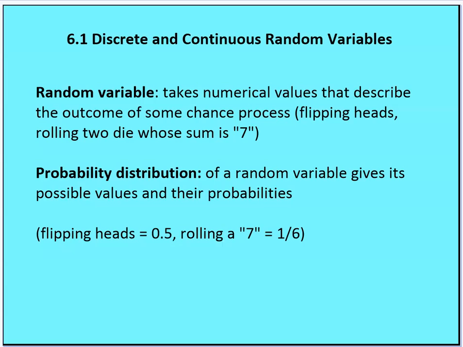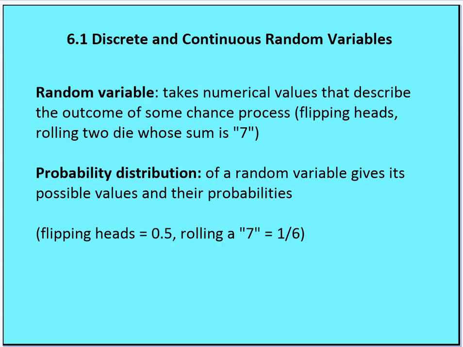Probability distribution we've talked about. The probability distribution of a random variable gives its possible values and their probabilities. So flipping a heads is 0.5. Flipping a tails would then, as part of the sample space, be 0.5. Rolling a 7 would be 1 out of 6. Also, there's 1, 6, and 6, 1, by the way, for rolling a 7.